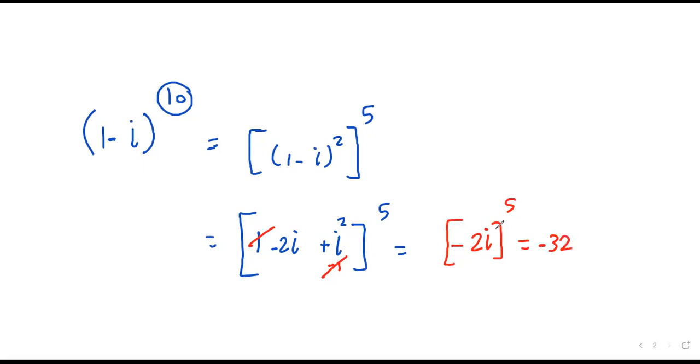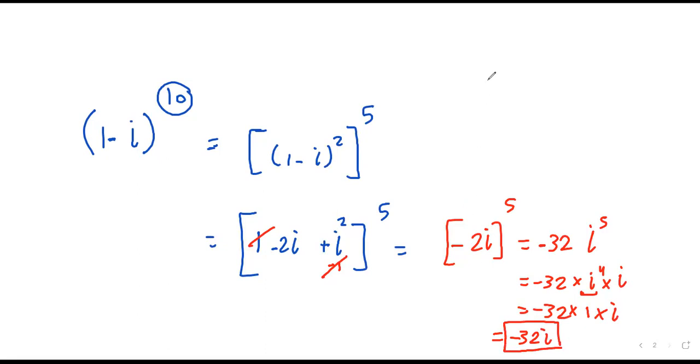And i raised to the power of 5, you can write it as i raised to the power of 4 times i. So it's negative 32, and i to the power of 4 is 1, times 1 times i. So it's negative 32i.